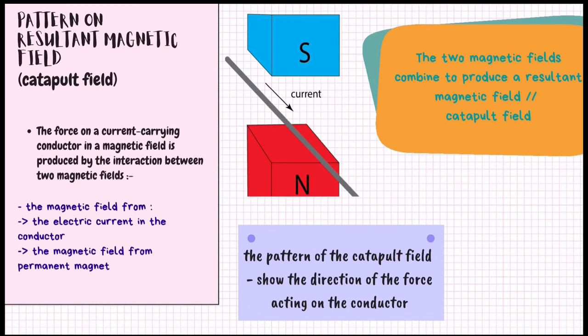The force on a current carrying conductor in a magnetic field is produced by the interaction between two magnetic fields, a magnetic field from the electric current in the conductor and the magnetic field from the permanent magnet. The two magnetic fields combine to produce a resultant magnetic field that is known as a catapult field. The pattern of the catapult field will show the direction of the force acting on the conductor.